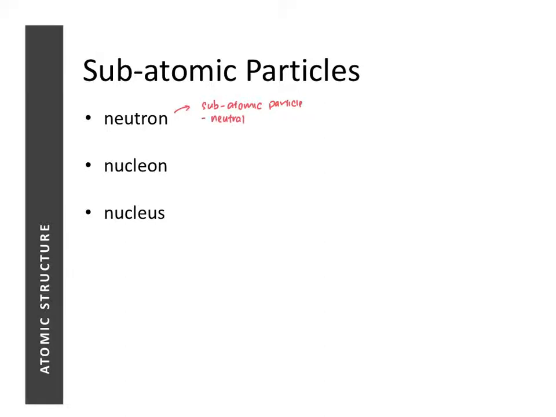Okay, so neutrons and protons are found in the center of the atom, and the region in which protons and neutrons are found is called the nucleus. It's the center of the atom, the region in which protons and neutrons are found.